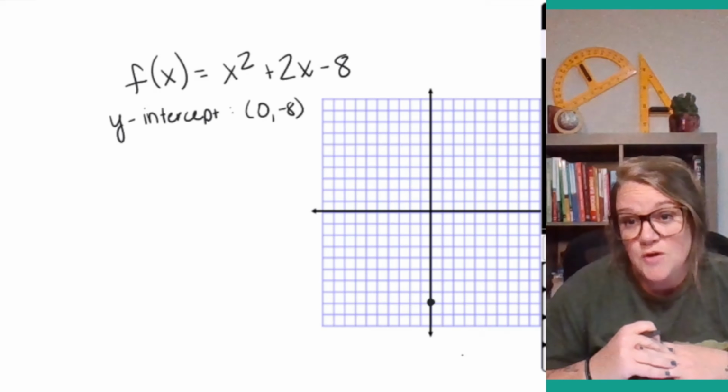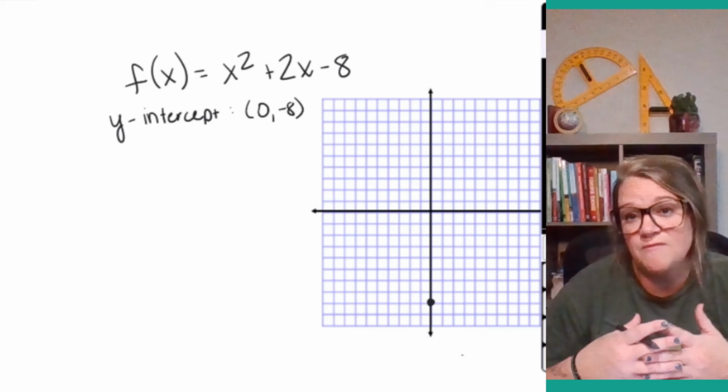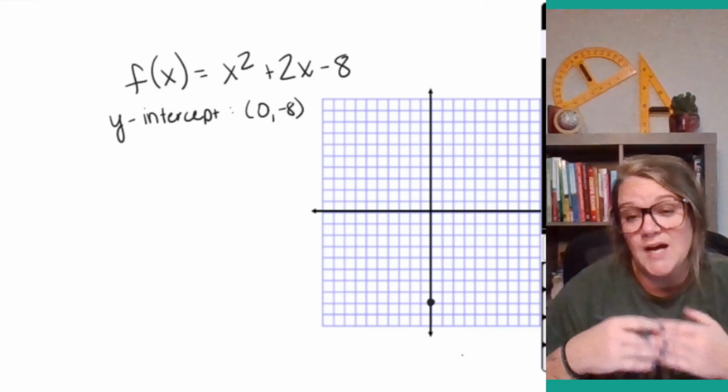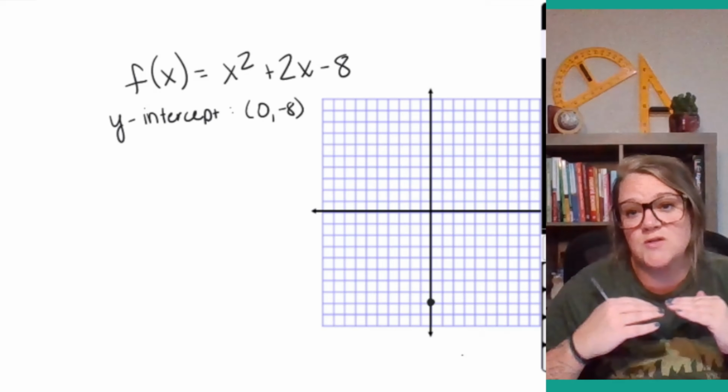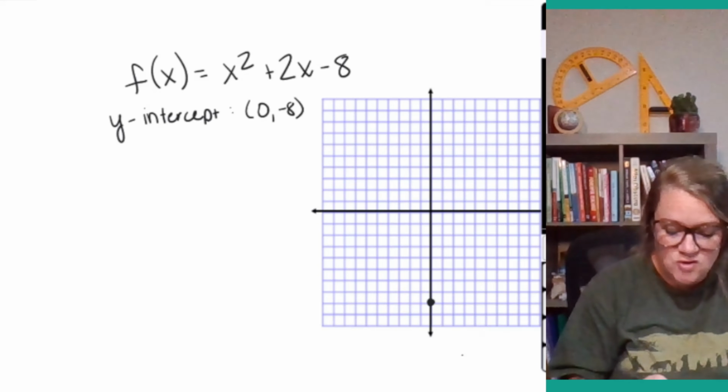But I can find some more things. Let's go to factored form. If I can change this into factored form, then I can find the x-intercepts. I found the y-intercept already. I want to find the x-intercepts, which means where does this cross the x-axis? So I want to change this into factored form.